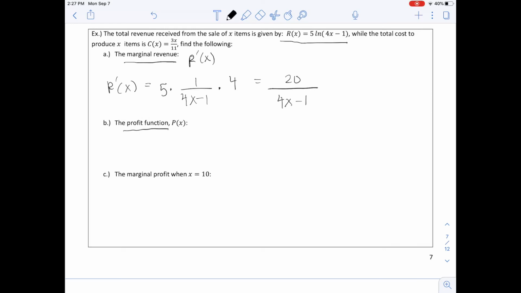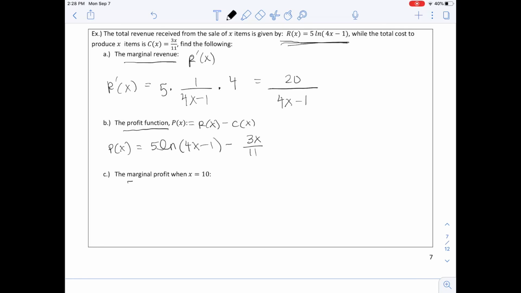Part B says to find the profit function, which is P of x. And we know that P of x is equal to our revenue minus our cost. And we have our revenue function up above that was given to us, and we also have our cost function, which is also given to us. So our profit is going to be revenue, which is 5 ln of 4x minus 1, minus our cost, which is 3x over 11. Can't simplify that at all, and we'll leave it as that.